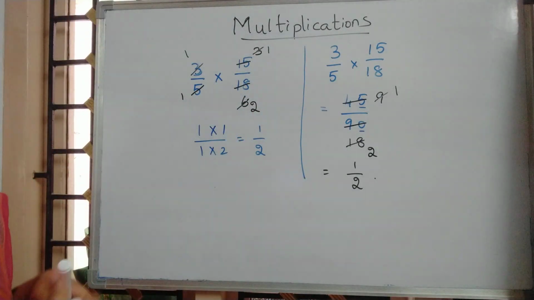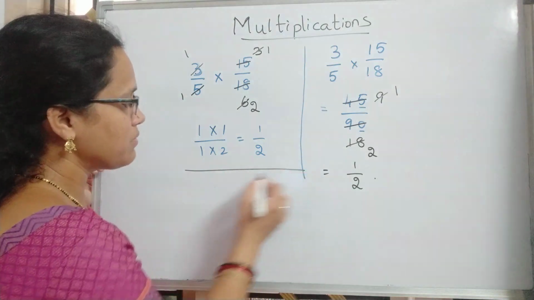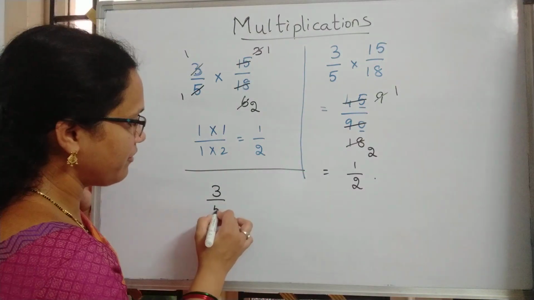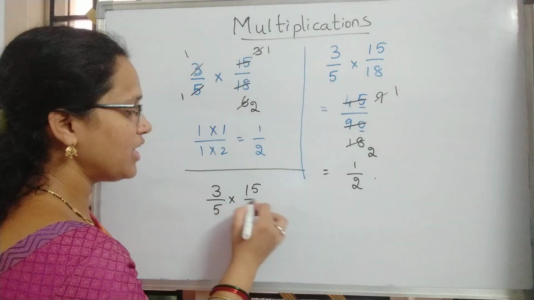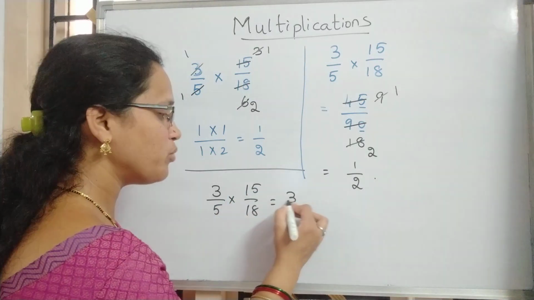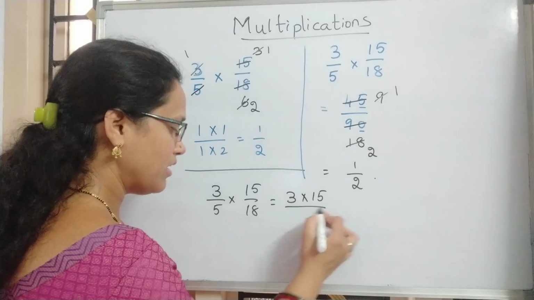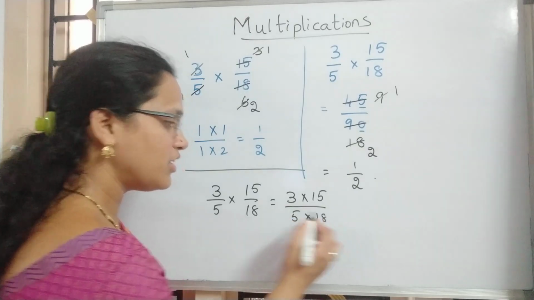Okay, that makes it simple. See, suppose any child comes near me, I'll tell only one thing: 3 by 5 times 15 by 18. I'll tell them to write the numerators continuously, and then write the denominators continuously.